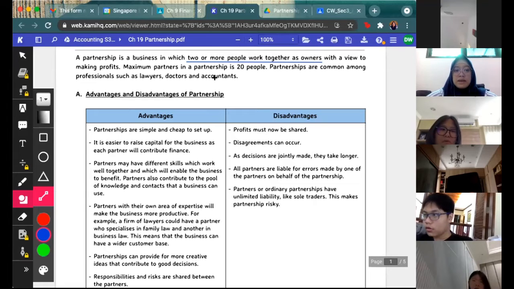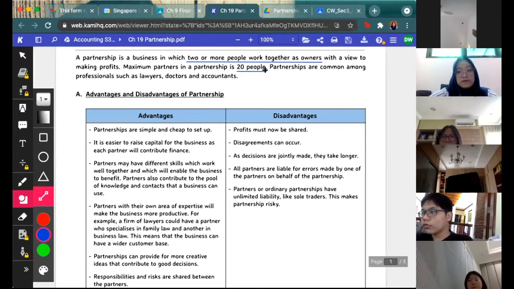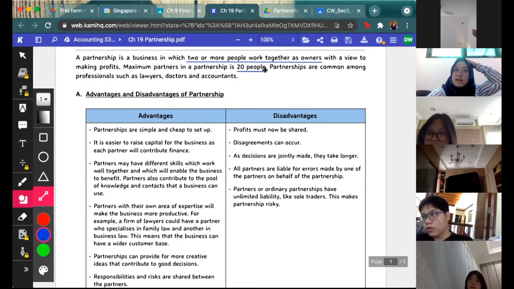But don't worry, the maximum number of partners is 20 people, but you will not learn about making financial statements for 20 people. It is not on your level. You will learn only about 2 or 3 partners, maximum 3 partners, never 4 or more. Usually 2 partners, but sometimes 3. So you should understand that now.